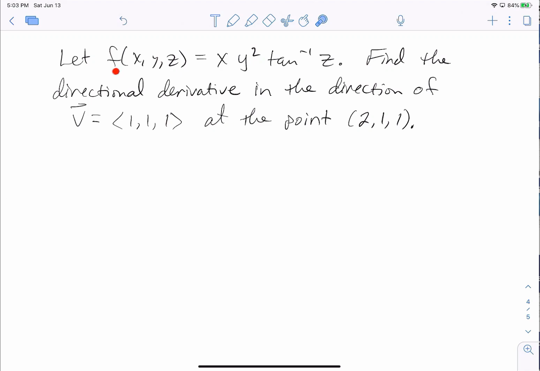Let f of x, y, z equal x y squared times the inverse tangent of z. Find the directional derivative in the direction of v, which is (1, 1, 1), at the point (2, 1, 1).